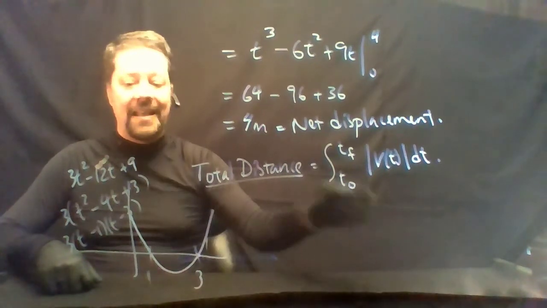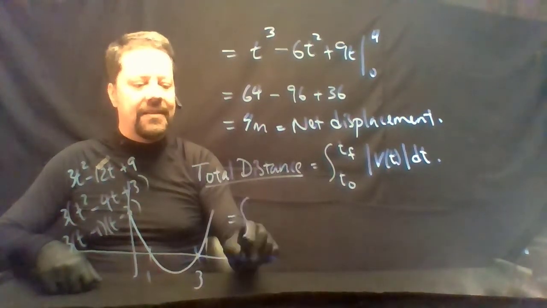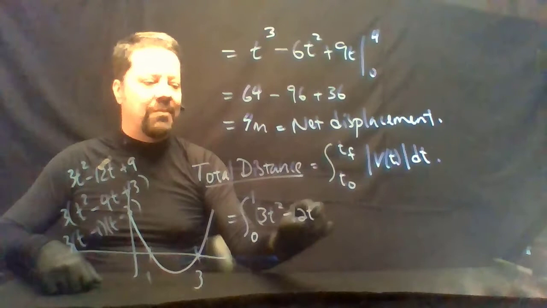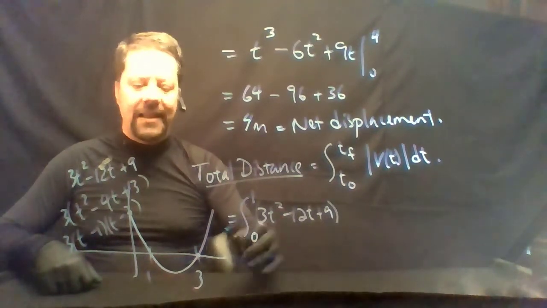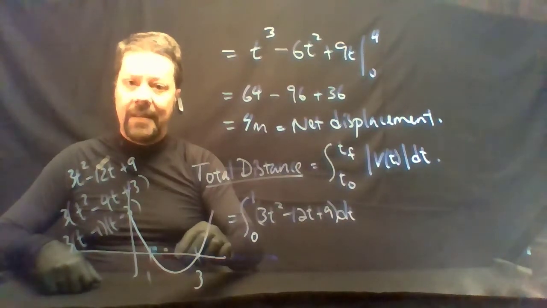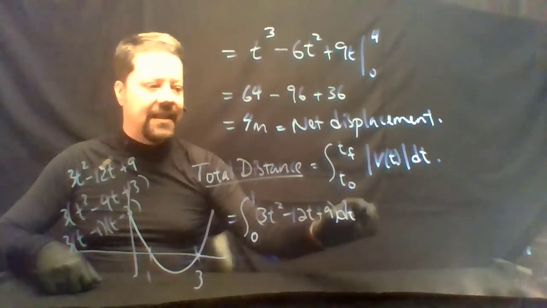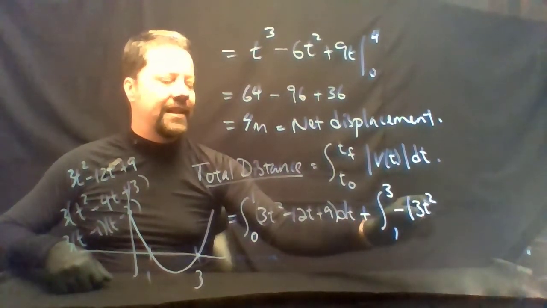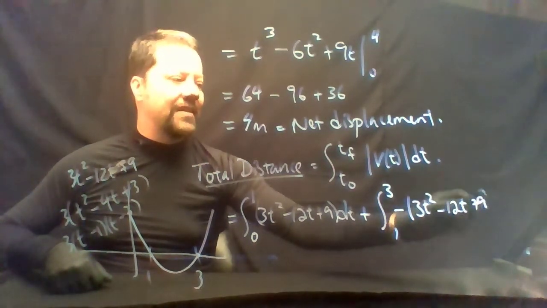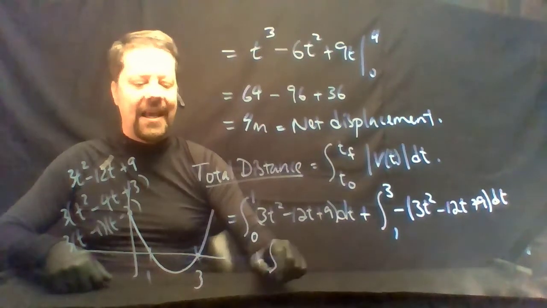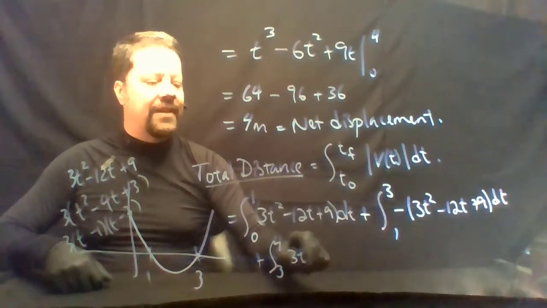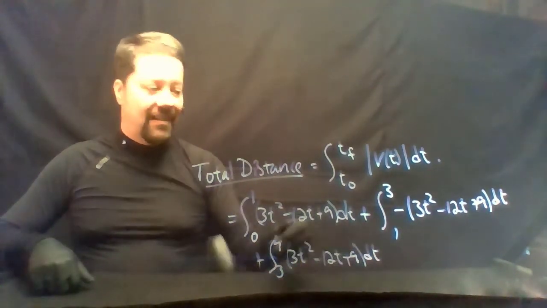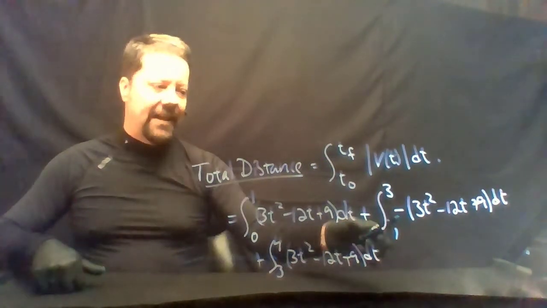So if I want to integrate the absolute value of this, I'll have to break this up into an integral from 0 to 1 of 3t squared minus 12t plus 9. And then the absolute value of something that's negative is its negative. So I'm adding the integral from 1 to 3 of the negative of 3t squared minus 12t plus 9. And then we add the integral from 3 to 4 of 3t squared minus 12t plus 9. The antiderivatives are all the same, except a negative on the middle part.